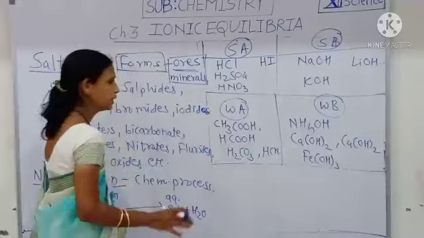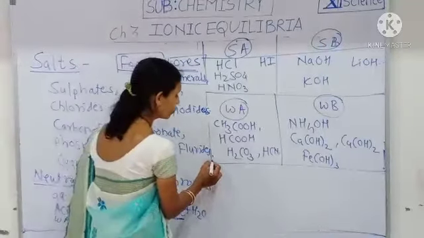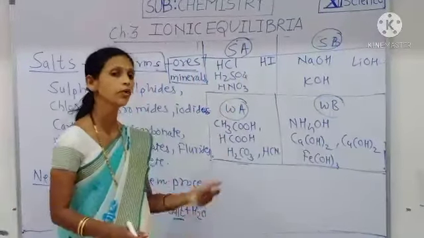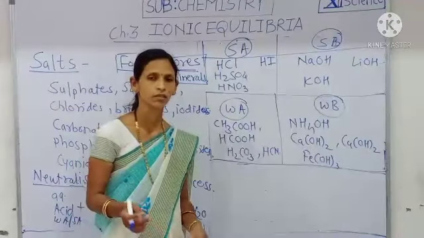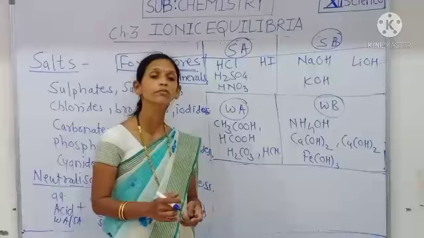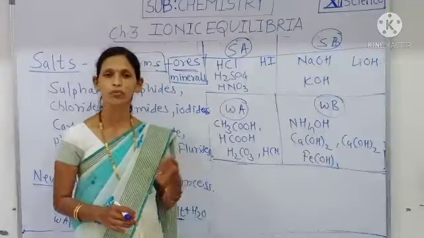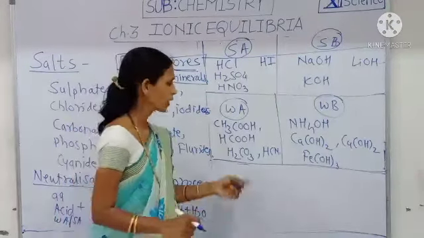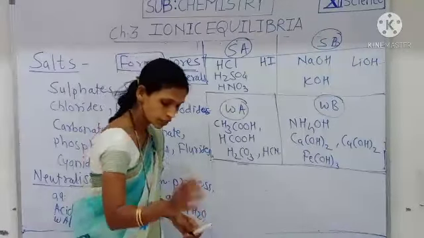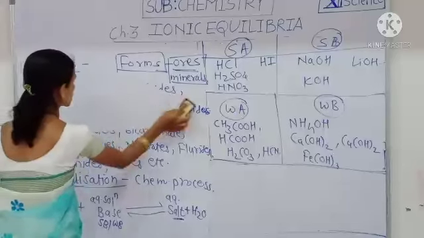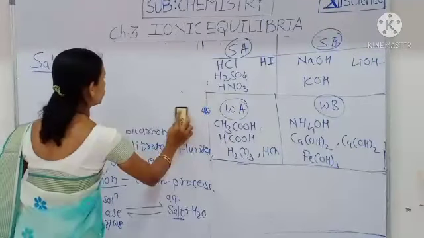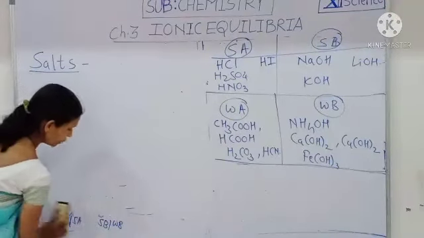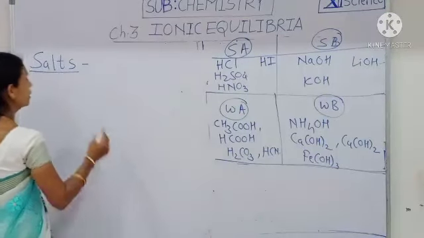Generally there are four types of salts, and the nature of a salt may be acidic, basic or neutral. A few of the salts are acidic, a few are basic, and a few are neutral salts. But there are generally four types of salts, depending upon the nature of the acid or base from which they are obtained.